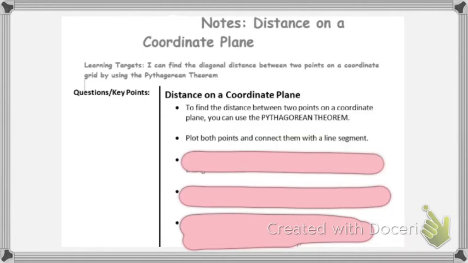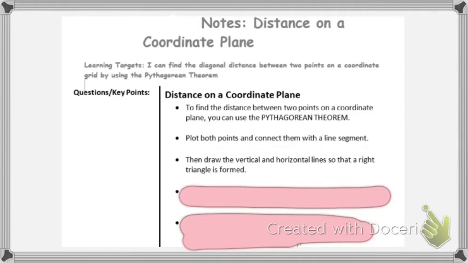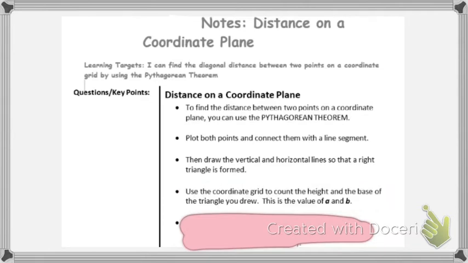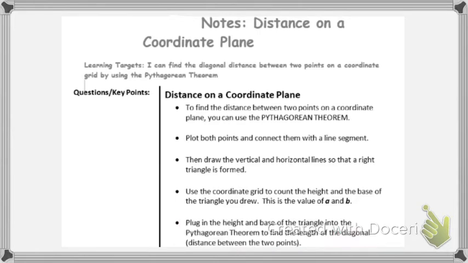We're going to plot both points and then connect them with a line, and then draw the vertical and horizontal lines so that the right triangle is formed. Use the coordinate grid to count the height and the base of the triangle you drew, and those are going to be the legs, the values of A and B. And then plug in the height and the base of the triangle into the Pythagorean theorem to find the length of the diagonal, which is the distance between the 2 points.